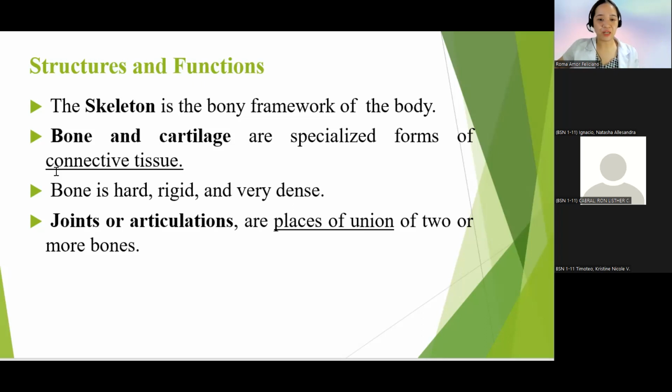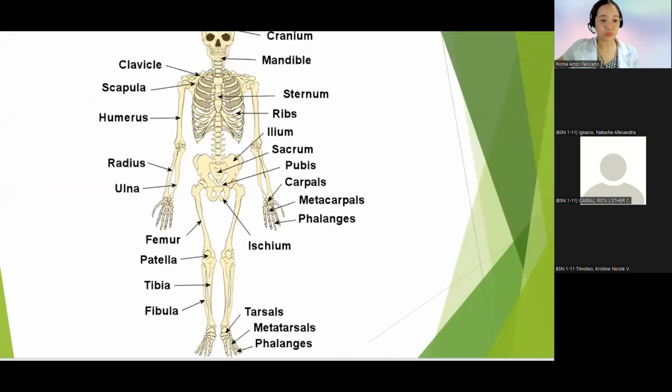The joints and articulations are places of union. So ito yung dugtong-dugtong. Kapag yung joints, ibig sabihin nito, these are the places of union of two or more bones. Imagine mo ang iyong tuhod, no? Ang tuhod hindi naman siya isang one skeleton lang or one bone lang siya. Meron siyang pinagdugtong. So, ang tawag doon, yung places of union, those are our joints or our articulations.